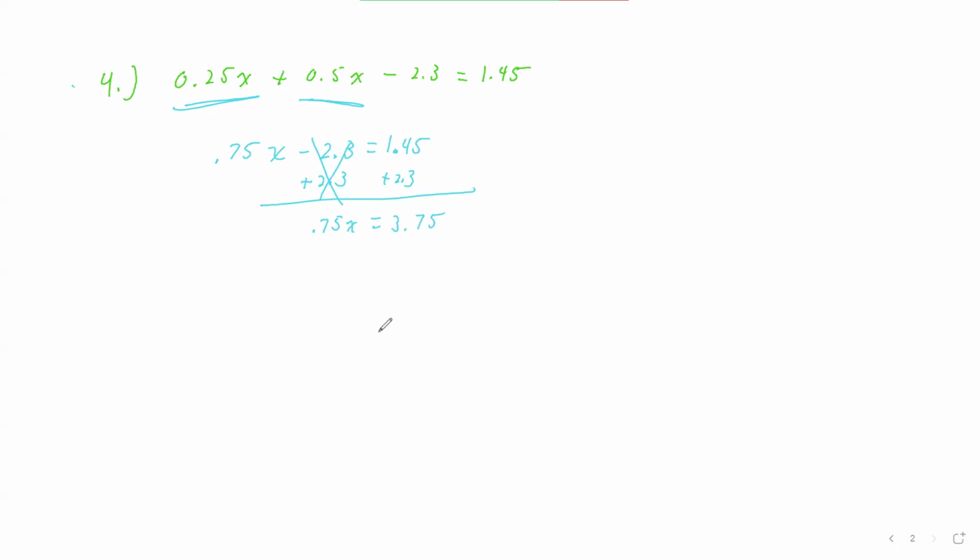What would I do now? Perfect. 0.75 times x, that's multiplication, so now I need to divide. I'm basically trying to figure out how many 3/4 were in $3.75. So I'm going to take that 3.75 and divide by 0.75, and I get 5 as my outcome.